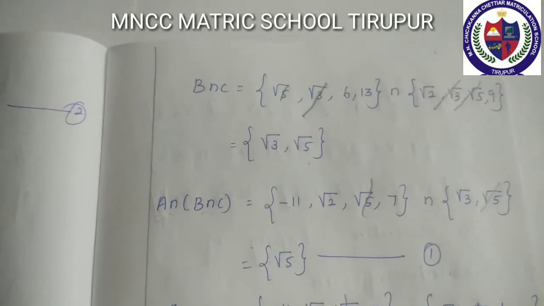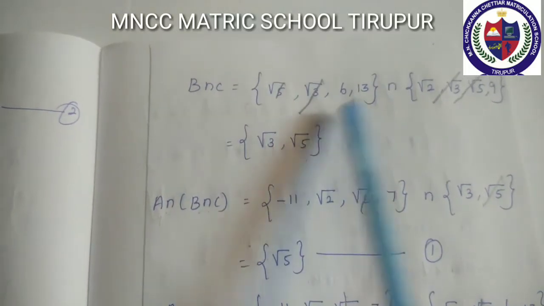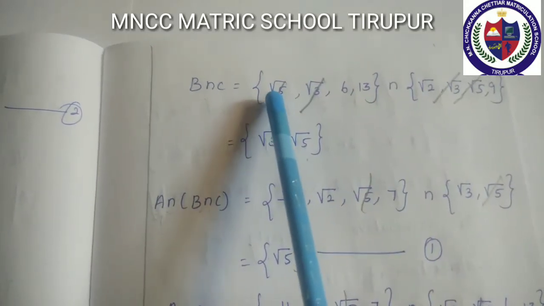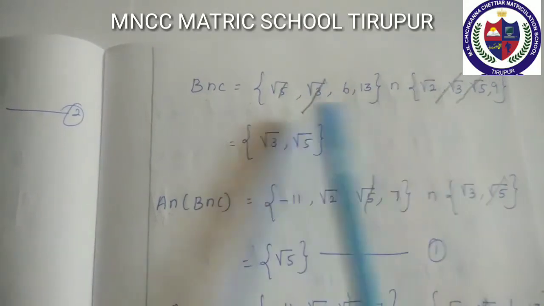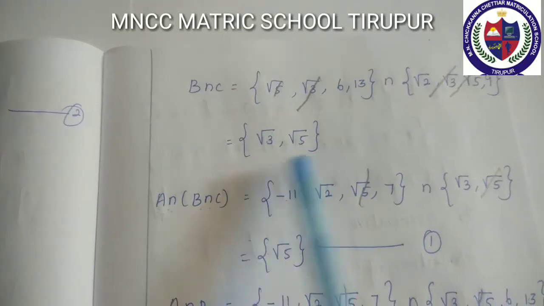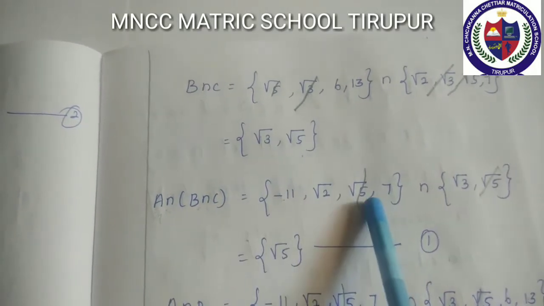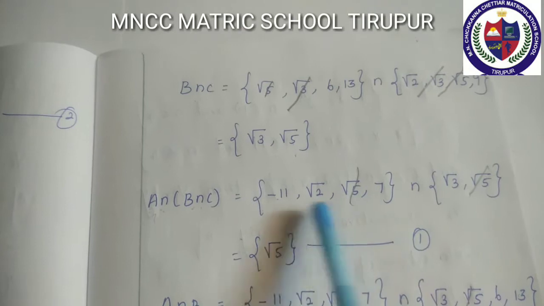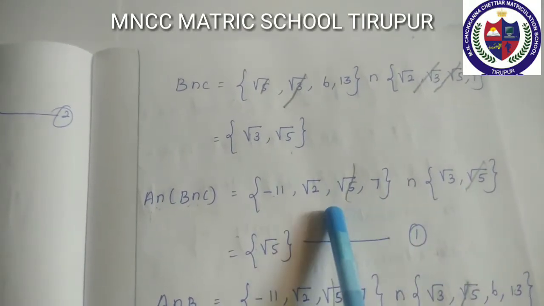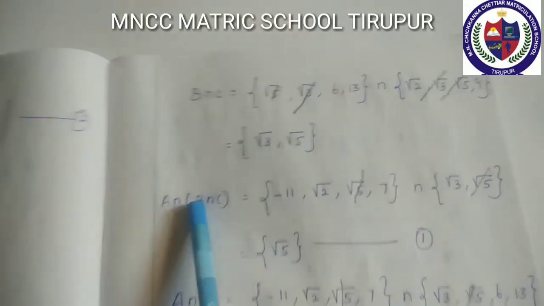So first we find the left hand side. B intersection C is equal to the value of B intersection the value of C. Intersection means common elements, so we pick out the common elements: root 3 and root 5. Next, A intersection (B intersection C): the common element in the two sets is root 5. So this is equation number 1, the left hand side.